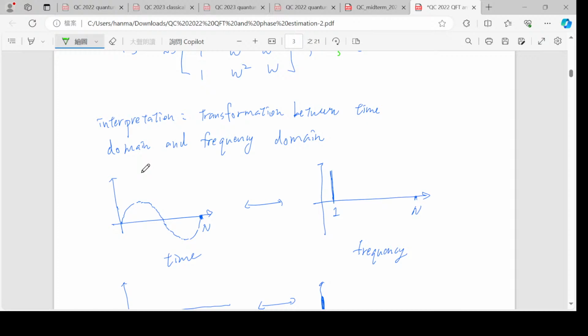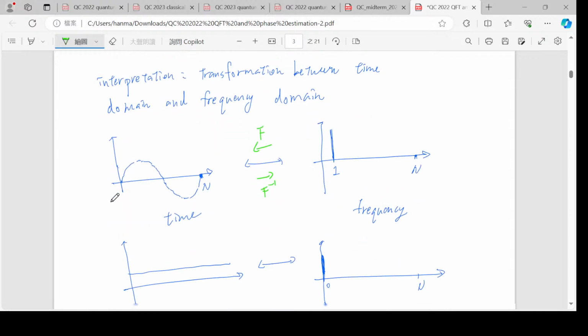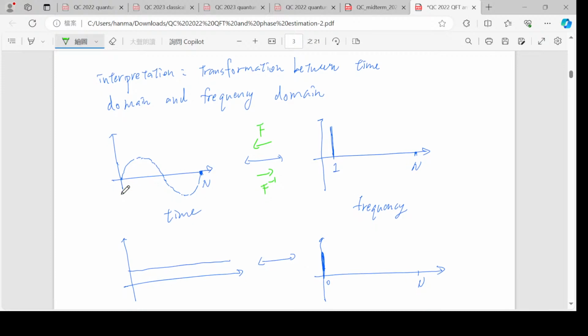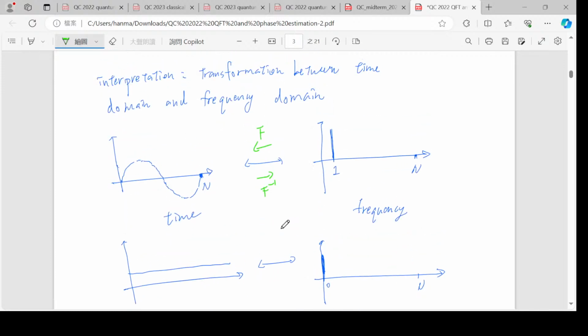Okay, so the Fourier transform, we like to think of this as a transformation between the time domain and the frequency domain. This way is actually f, and this way is f inverse, because our f is in reverse ordering, since we are defining f as the inverse Fourier transform. But anyway, we have this thinking of a transformation between the time domain and the frequency domain.